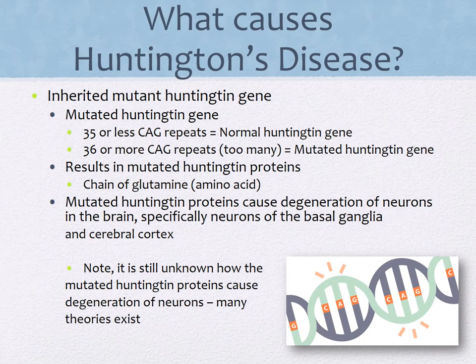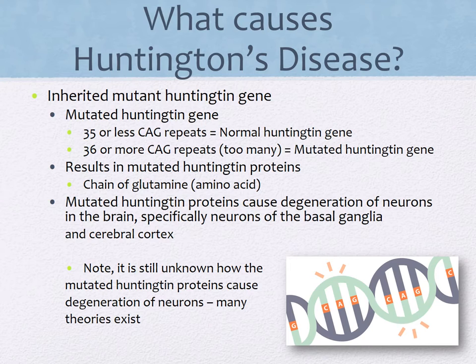So what causes Huntington's disease? The cause of it starts out by inheriting a mutant Huntington gene. The Huntington gene is mutated due to an unusual DNA repetition of CAG, which are individual DNA building blocks. 35 or less CAG repetitions equals a normal Huntington gene. 36 or more CAG repetitions equals a mutated gene.